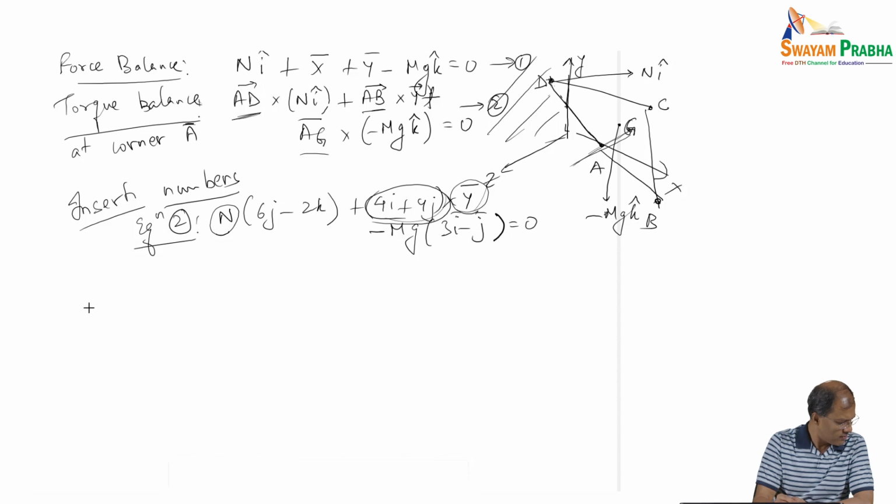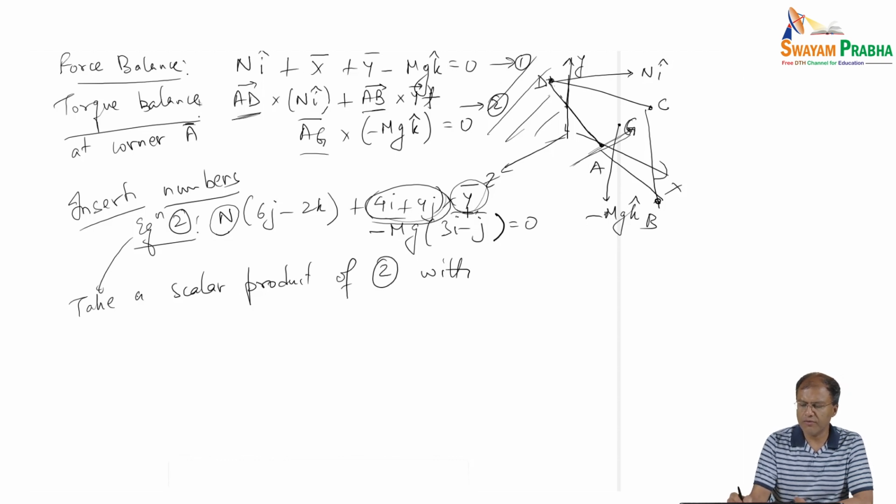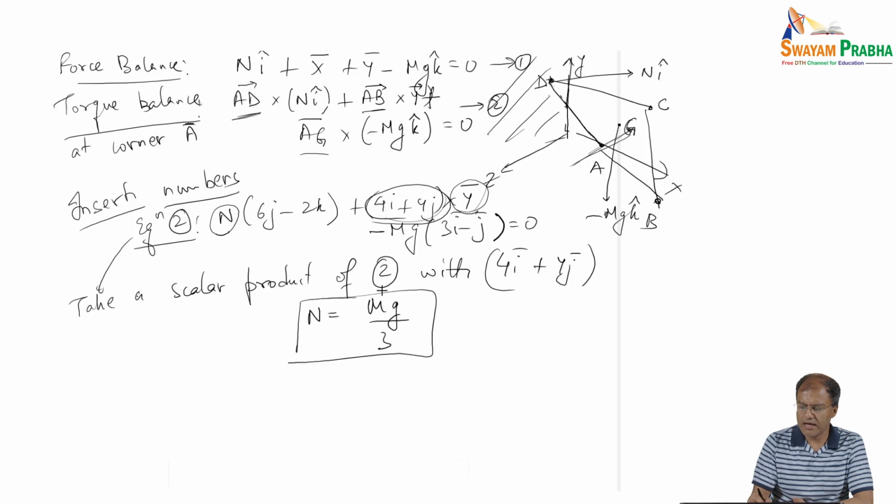So what we do is, we take a scalar product of equation 2 with the vector which is taken a cross product with Y, which is 4i plus 4j, and now we can eliminate Y. The triple product of a vector with itself will be 0, and we see that in this case N will be equal to mg by 3. We solve everything and we immediately get the value of N.